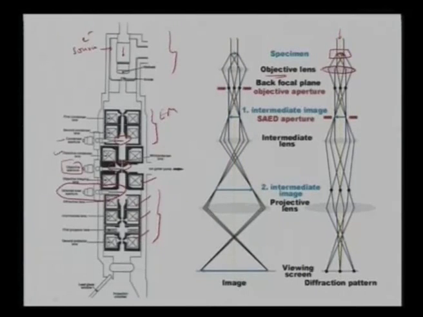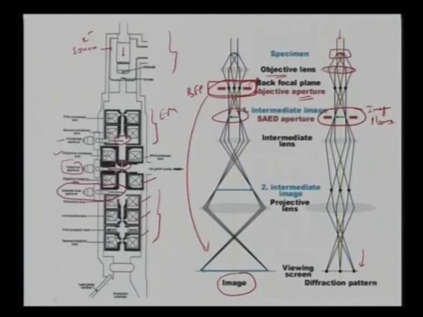Then I have what is called the back focal plane, where I form my intermediate diffraction pattern, or later I can also form an intermediate image plane. So this is an image plane and this is my back focal plane. If I keep my aperture at the back focal plane, finally what I get is an image, and if I keep my aperture at the image plane, finally what I get is the diffraction pattern. One aperture is the objective aperture at the back focal plane. Here I am forming my diffraction pattern, and if I keep my aperture at this location, I can get a bright field or dark field image.